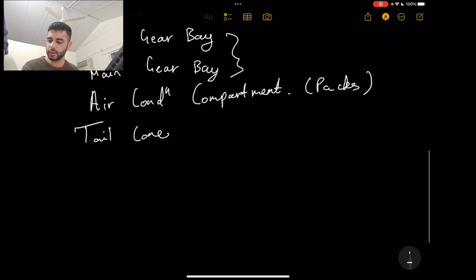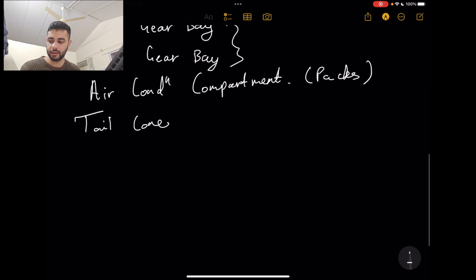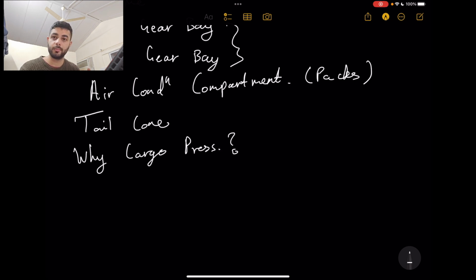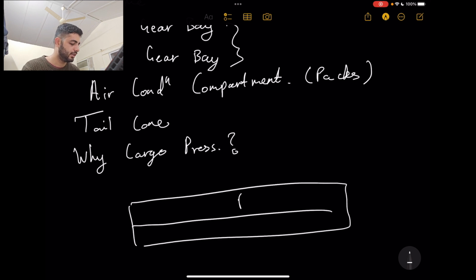Okay, then we have our last one, which is the question they ask: why is cargo pressurized? So the idea is, supposing this was a fuselage, the passengers were on top and cargo was below.